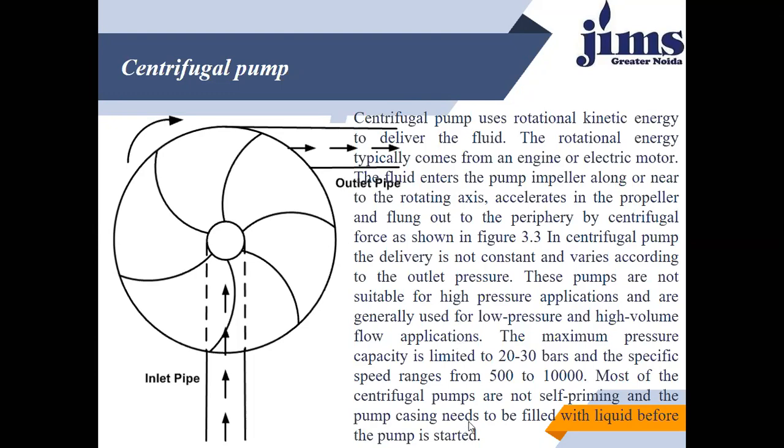So the maximum pressure capacity is limited to 20 to 30 bars, and the specific speed range varies from 500 to 10,000. Most of the centrifugal pumps are not self-priming, and pump casings need to be filled with liquid before the pump is started. If you have seen the pump which is used at a pond, have you seen? Anybody seen? That is a centrifugal pump on a diesel engine, used to drop the water from the pond to other places.